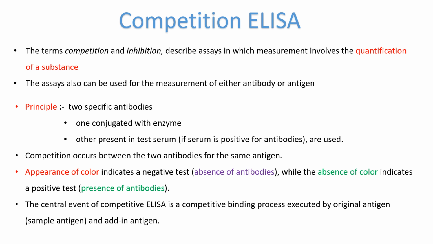Earlier, when we see the color, that means antibody or antigen is present in that well. Now here, if the color is there, that means the test is negative, and if there is no color, that means the test is positive. The central event of competitive ELISA is a competitive binding process executed by the original antigen and add-in antigen.